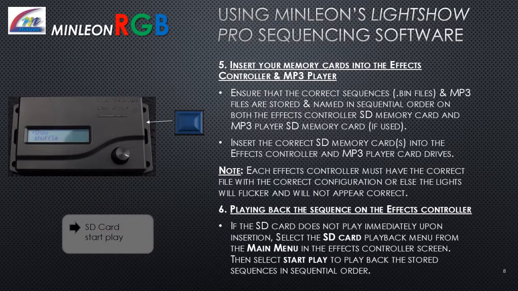5. Insert your memory cards into the effects controller and MP3 player. Ensure that the correct sequences, .bin files, and MP3 files are stored and named in sequential order on both the effects controller SD memory card and the MP3 player SD memory card. Insert the correct SD memory card into the effects controller and MP3 player card drives. Note, each effects controller must have the correct file with the correct configuration, or else the lights will flicker and will not appear correct.